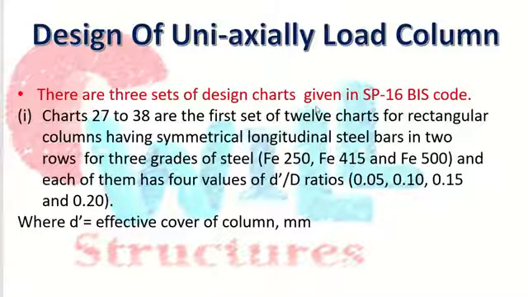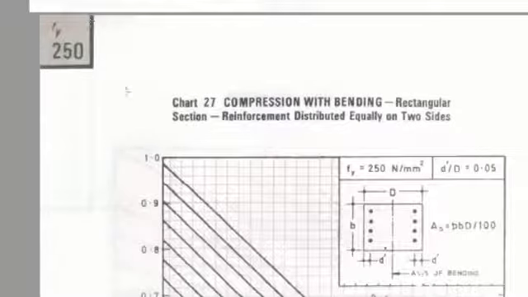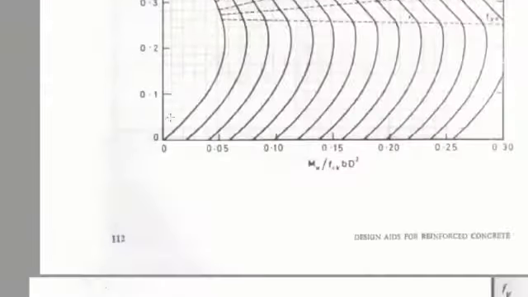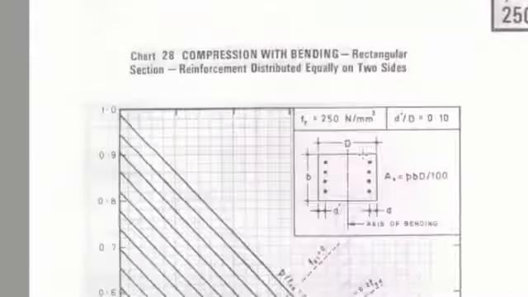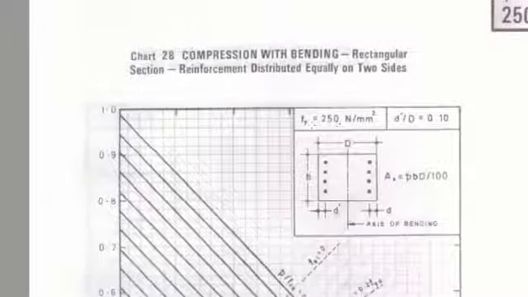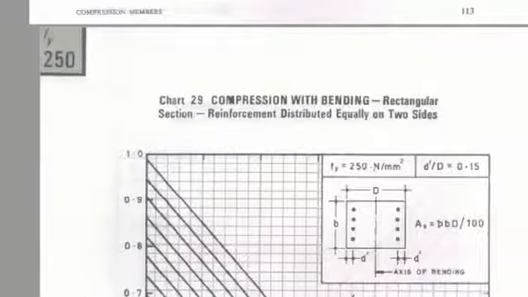Now let's see in SP16 chart number 27 to 38. See here is chart number 27 which is on page number 112. It is saying that the compression bending chart for the rectangular section of column, reinforcement distributed equally on the two sides. And this chart is for Fy 250 and D dash by D 0.05. Now chart number 28 is for Fy 250 and D dash by D 0.1. Chart 29 is for 250 and D dash by D 0.15 and so on.